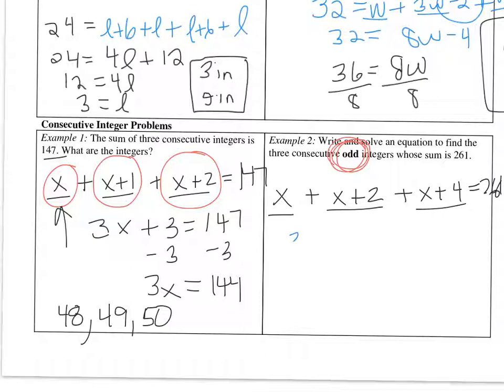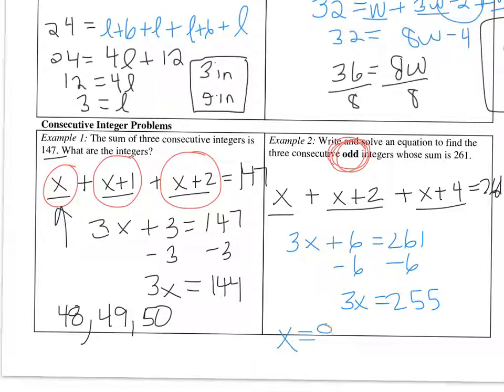So I'm going to combine like terms. So I have 3x plus 6 equals 261. Subtract 6 from each side. So 261 minus 6 is 255. Divide that by 3, and you get x equals 85. So the next odd number is going to be 87, and then it's going to go to 89.